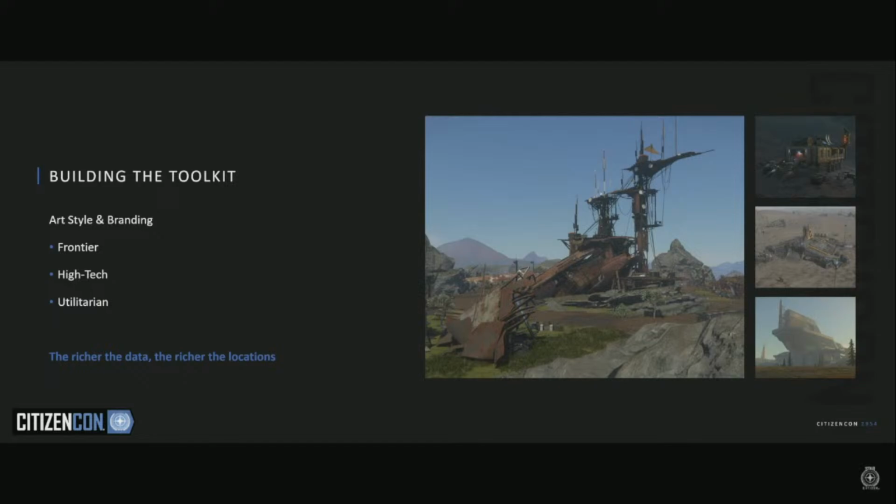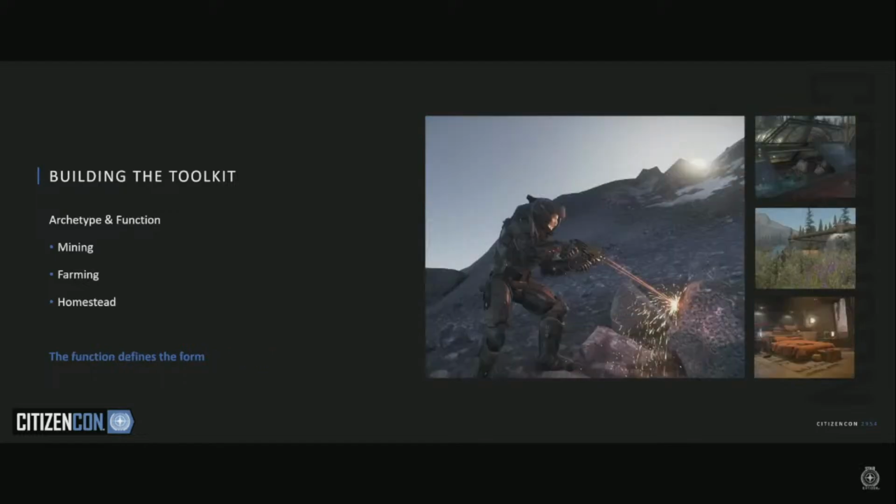We've got things like Frontier for our settlements. We've got high-tech for the emergency shelters, but also utilitarian, like our bunkers and distribution centers. The richer the data, the richer these locations will be. Secondly, they all have a function. We've got mining for our mining outposts, farming for the farmsteads, or just places where people live. The function of the place will define the way the place looks as well, and its form.